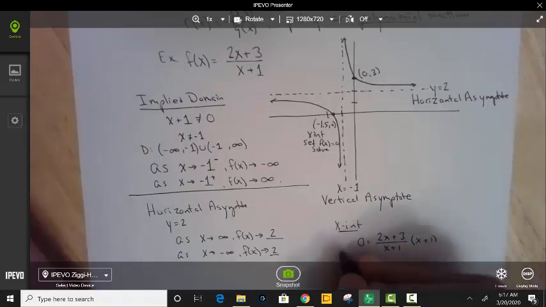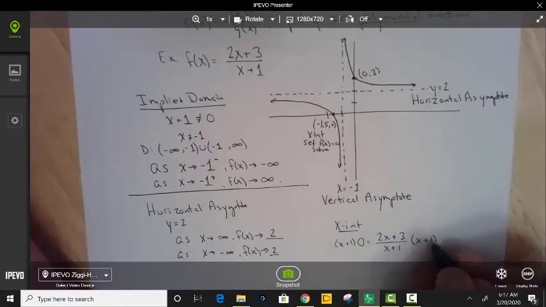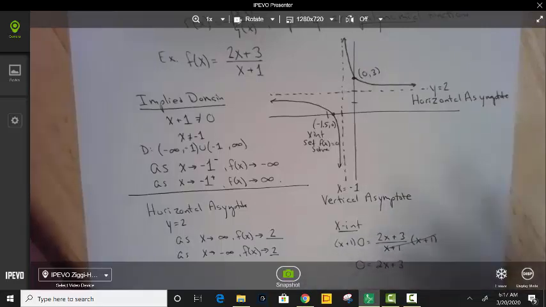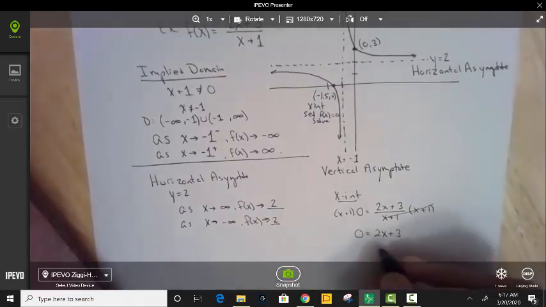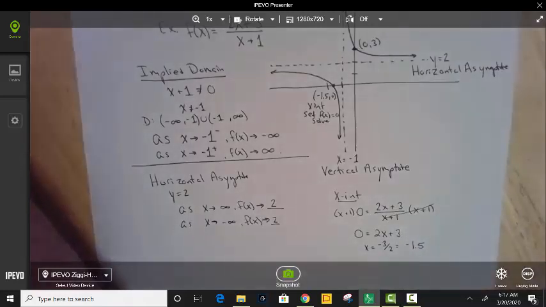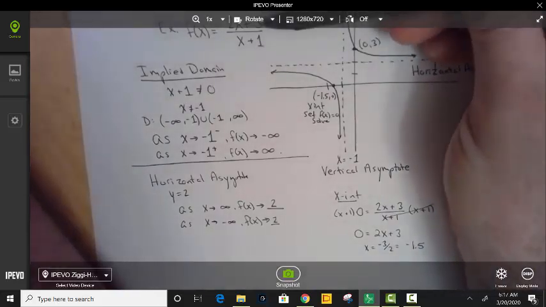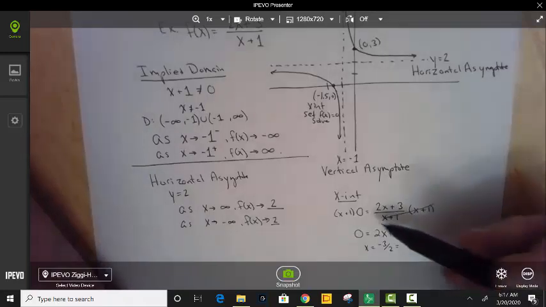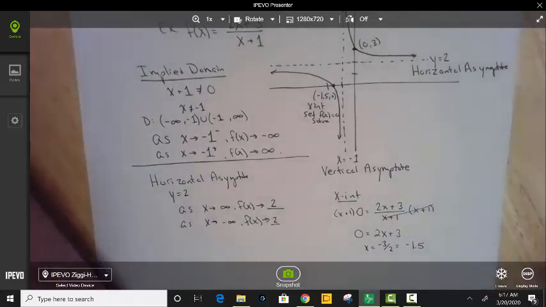We can multiply by x plus 1 on both sides. The nice thing about that is on the right side, the x plus 1 cancels, and on the left side, 0 times anything is 0. And then when we solve 0 equals 2x plus 3, we get x equals -3/2, which as a decimal is -1.5. So the nice thing about finding the x-intercepts is you really just need to set the numerator equal to 0, because you'll always multiply the denominator over, and 0 times everything will always give you 0.